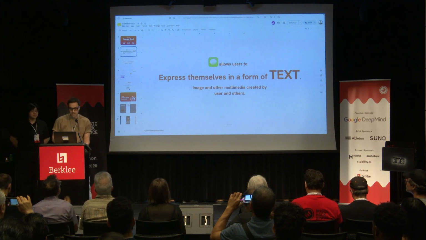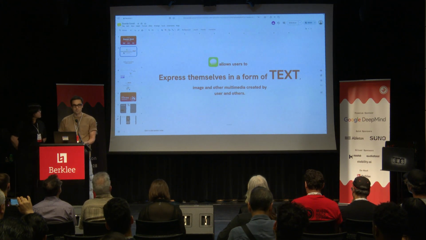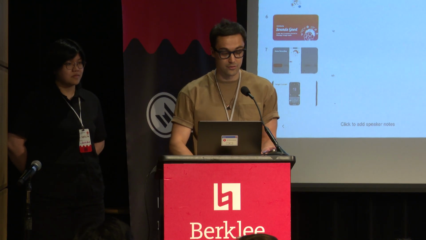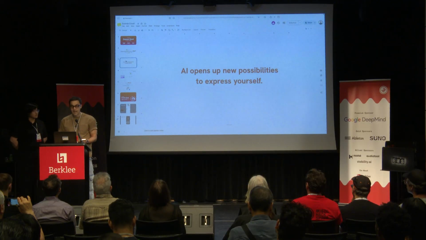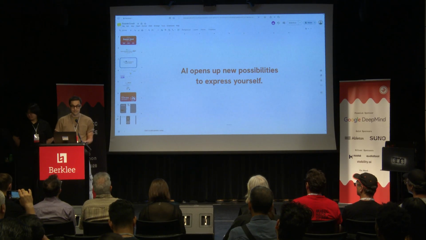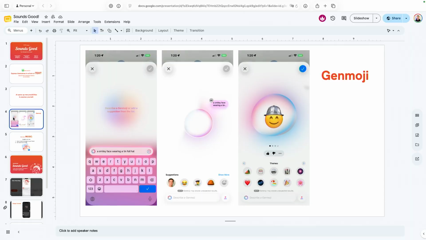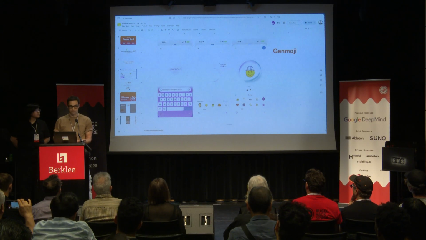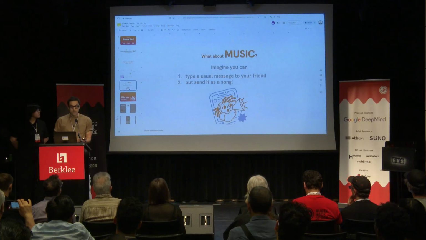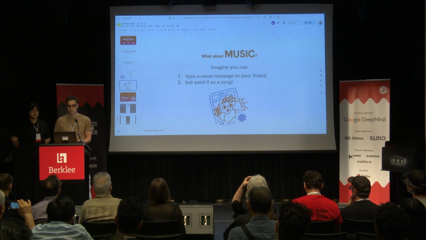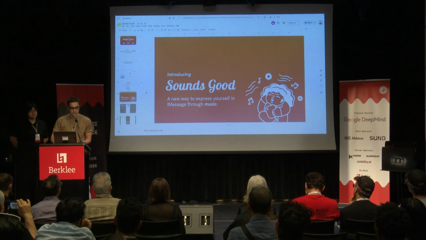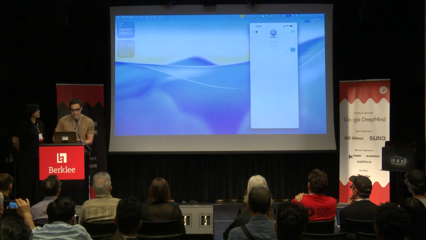These days, iMessage allows users to express themselves in different forms, mostly text, but also images and media created by users and by other users. But what if AI can open up some new possibilities to express yourself? In fact, Apple already has an AI tool with which users can generate emojis that do not currently exist in the emojis on the phone. And what if we can do it in music? For example, a user types a message to a friend, but sends it as a song. Introducing Sounds Good. And live demo.